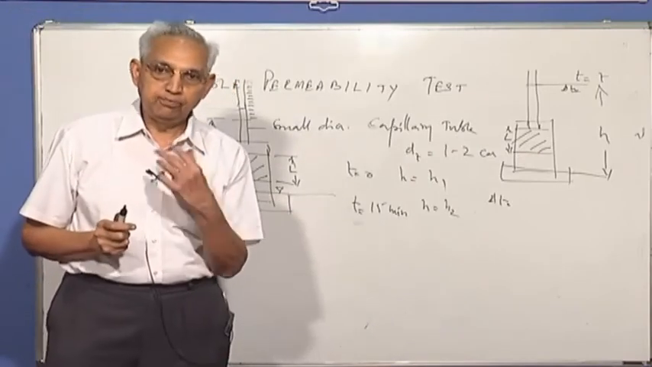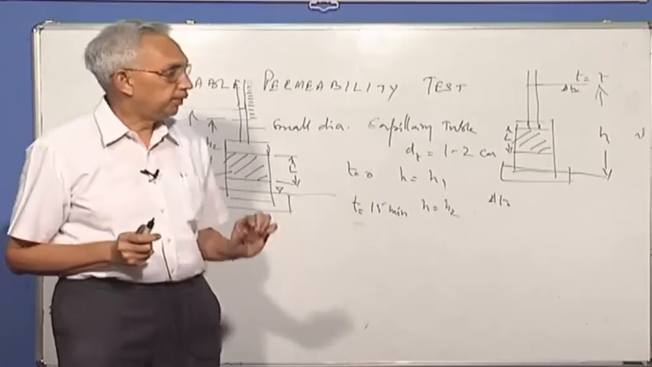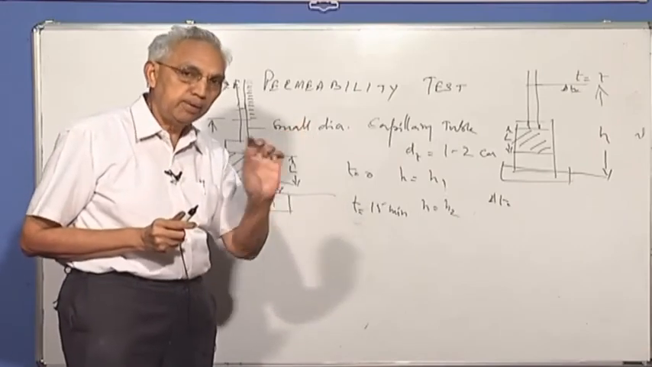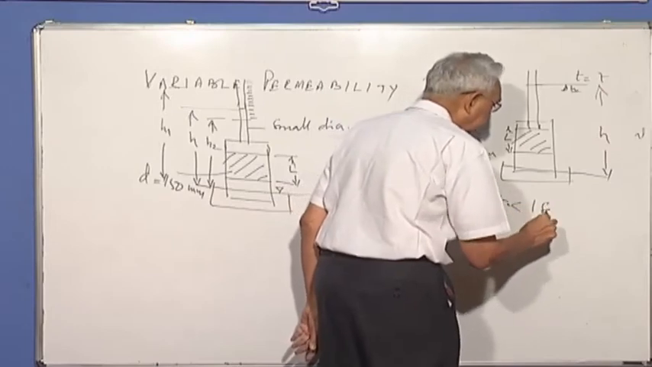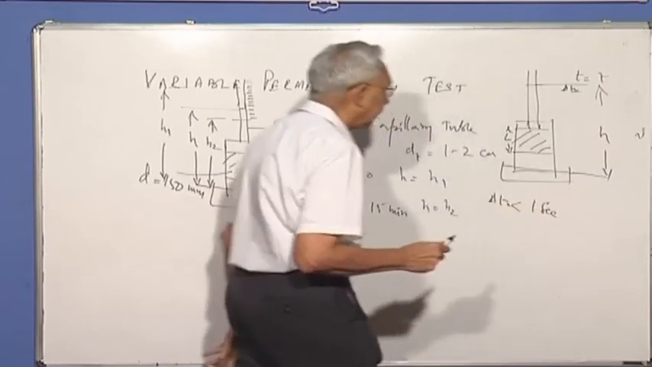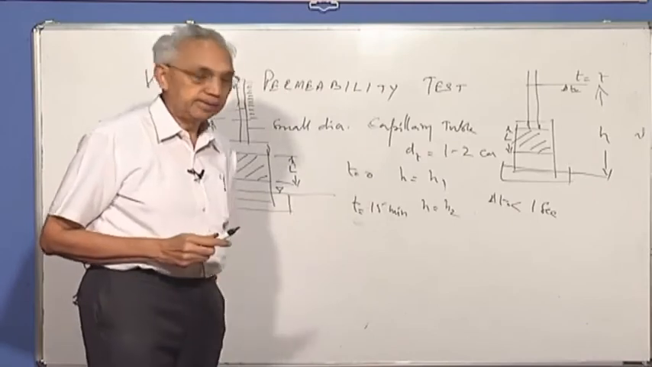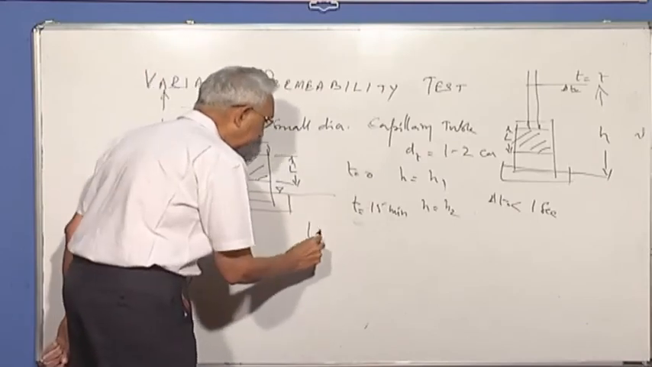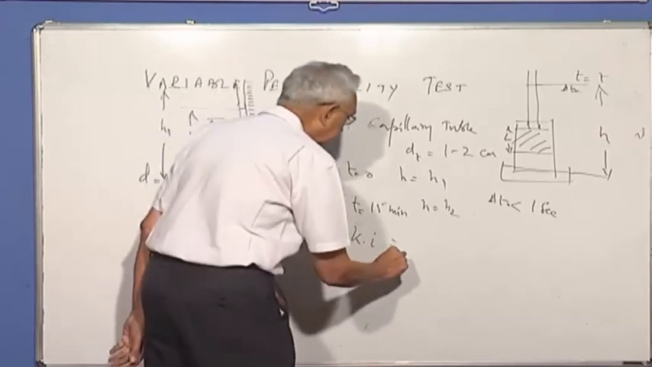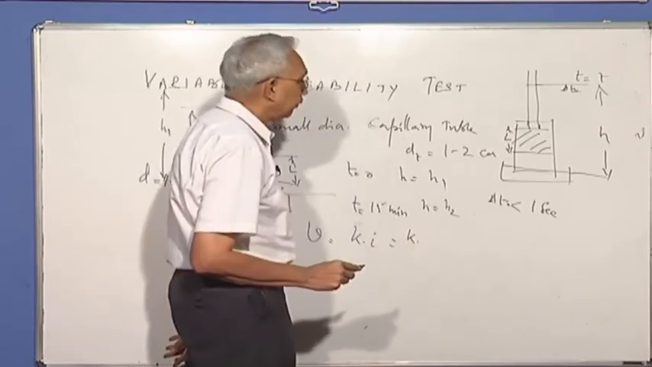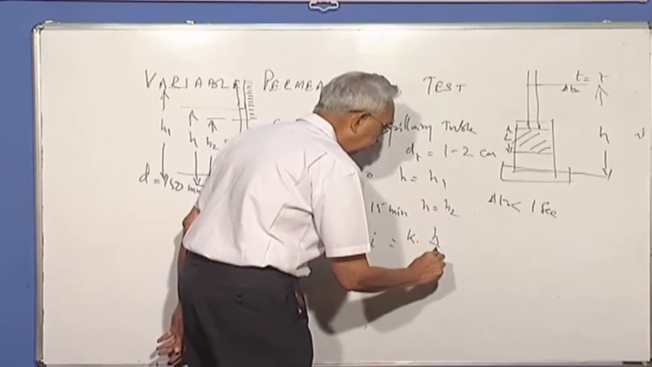Then what will be the flow? Please remember, we are looking at a very small time interval. Delta t is less than 1 second or a fraction of it. Can we write the Darcy's law? Velocity v is k into i. So that is equal to coefficient of permeability. i is equal to h by L.